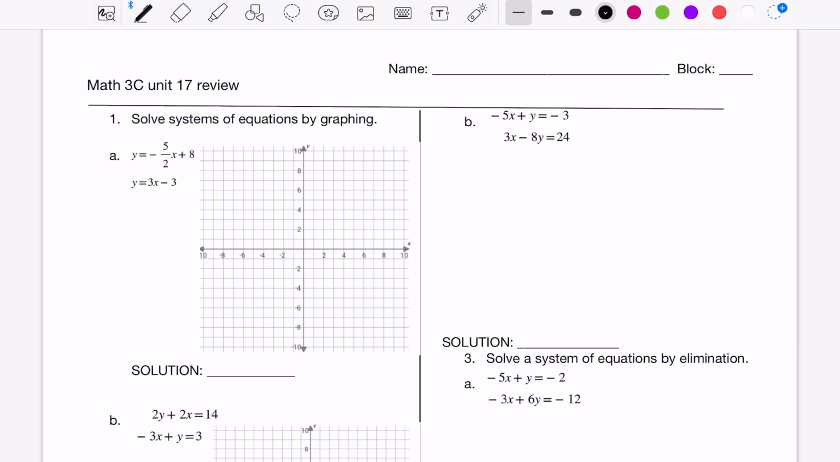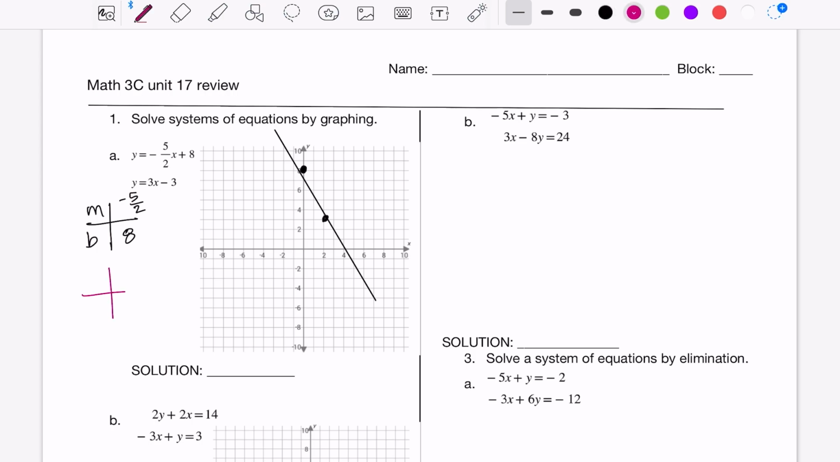Okay, Unit 17 review. We are graphing. These are review. You need your slope and y-intercept for each one. You begin with b at 8, and then you're going to go down 5 over 2, and then connect that line.